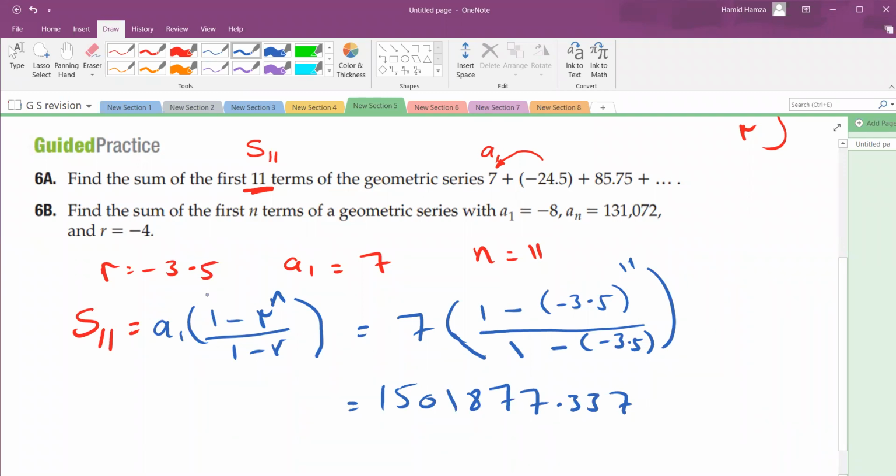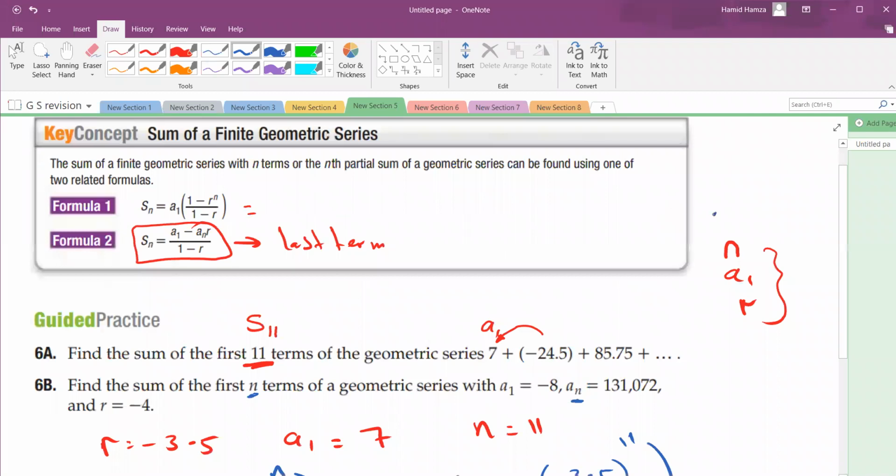Okay, the second one. Find the sum of the first n terms of the geometric series with A1, AN. AN refers to the last term, and R equals negative 7. There is a problem here, guys: what is N?